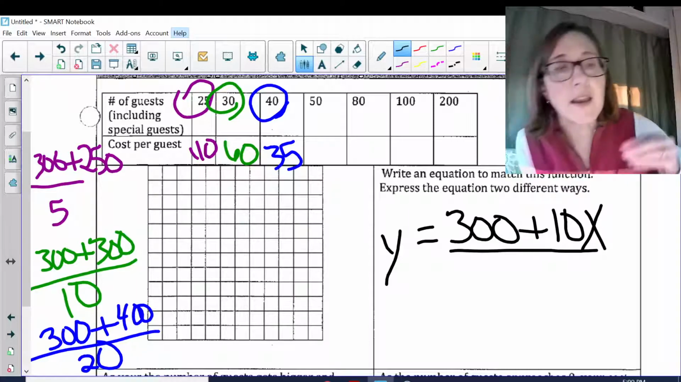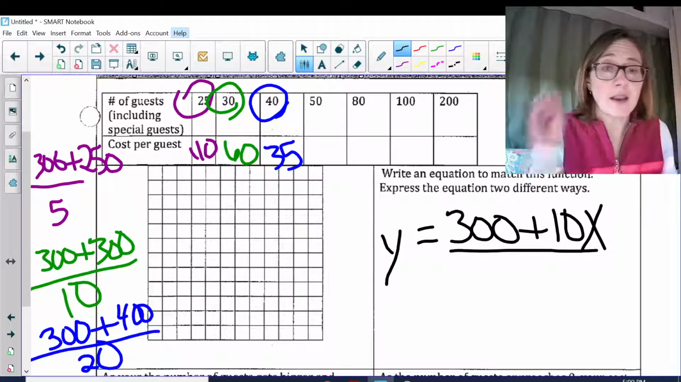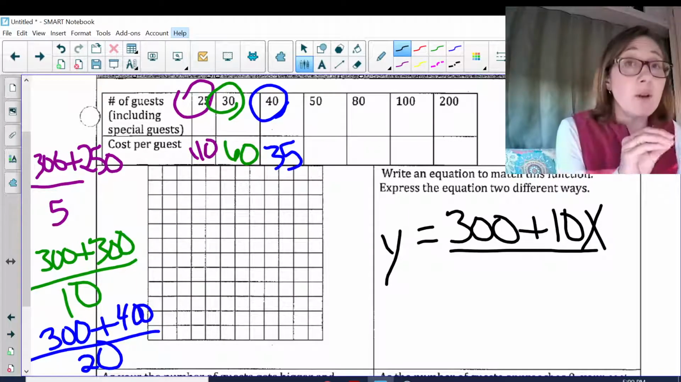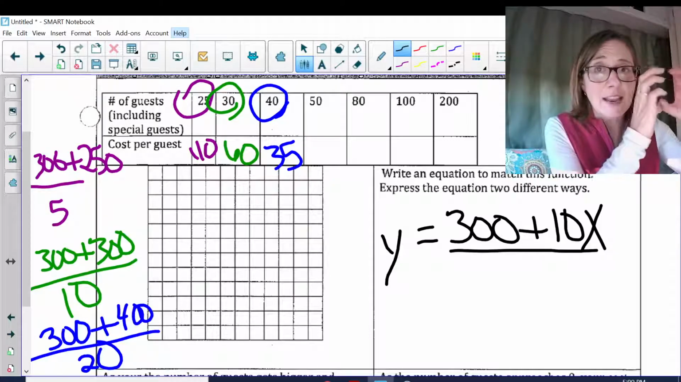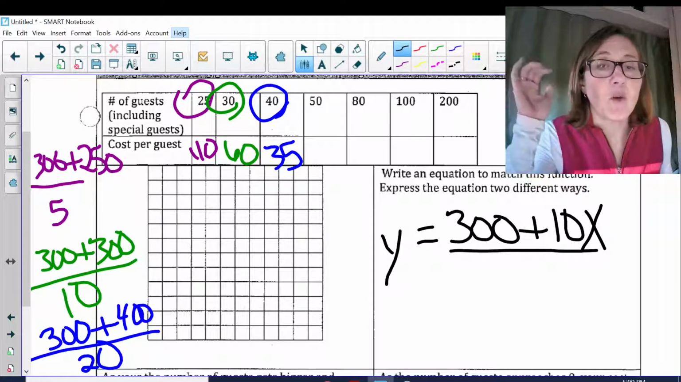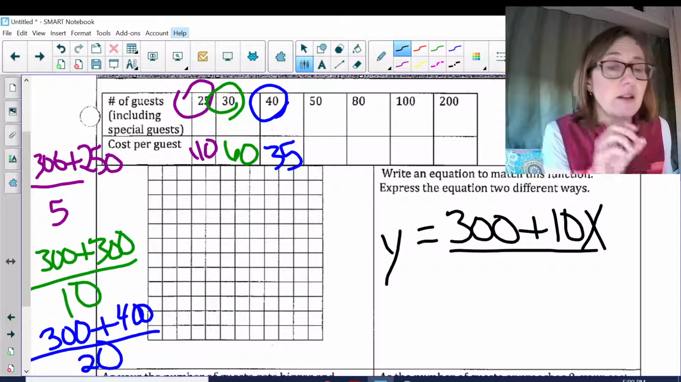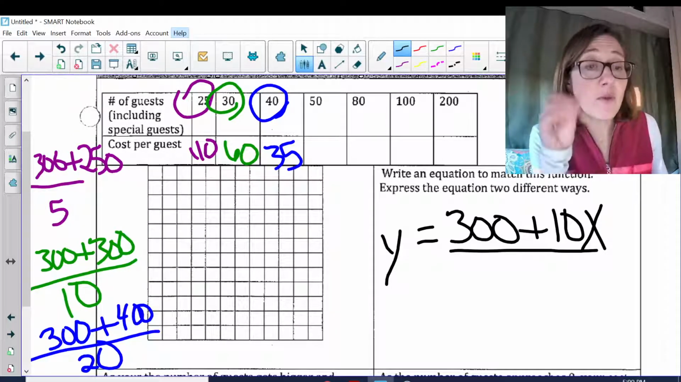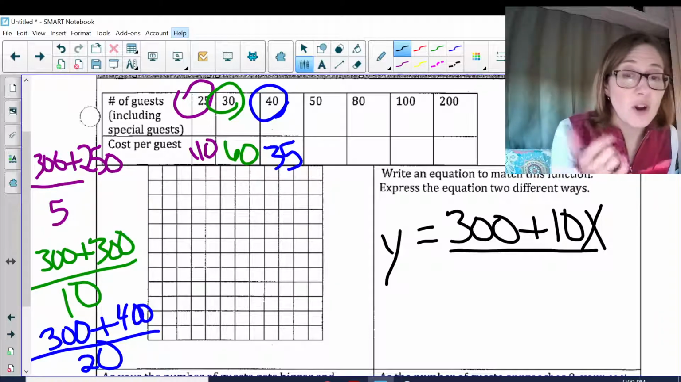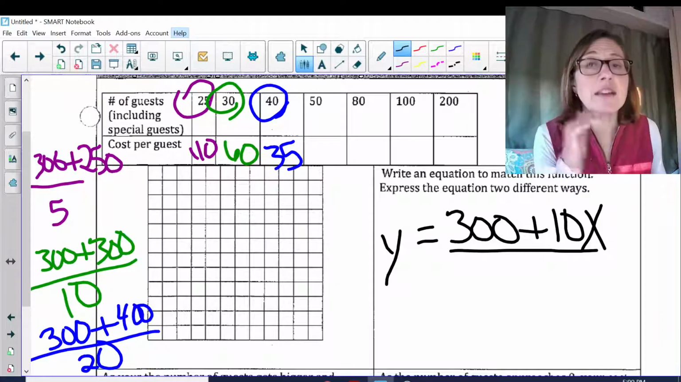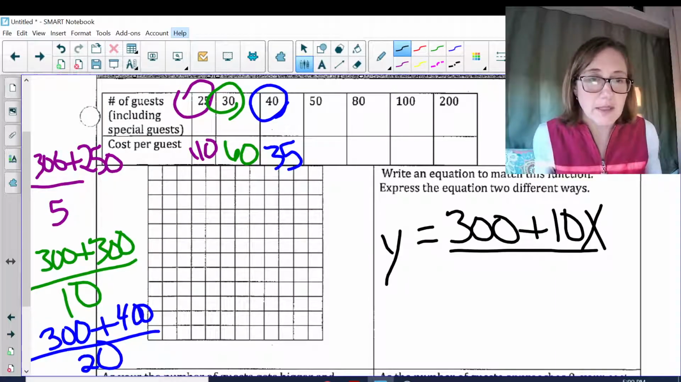So I'm going to put 10x here because when there were 25 people coming in the purple, I had to pay $250 for the food. That's the second number of my numerator. When there were 30 people coming in the green, I had to pay $300 for the food. When there are 40 people coming, I had to pay $400 for the food. So I always have to pay $10 for every person who comes.